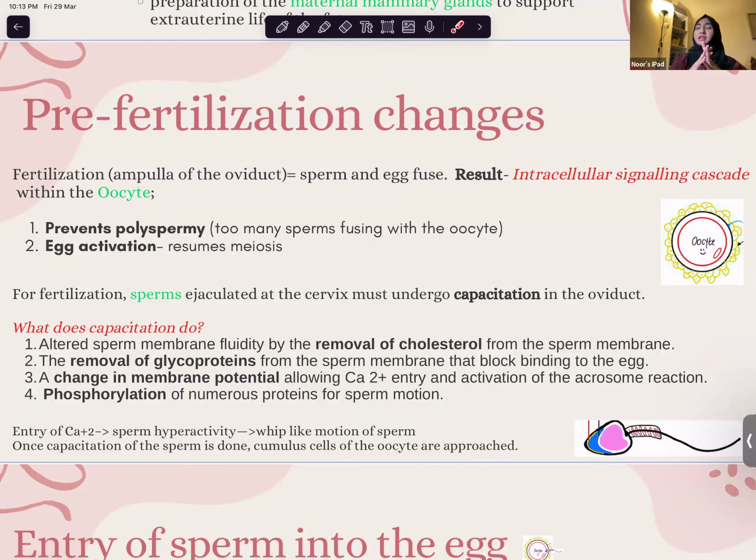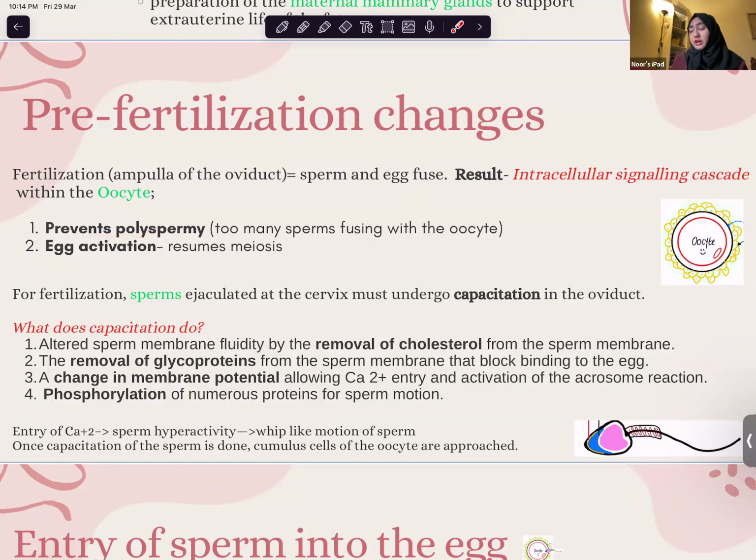What happens when the sperm and egg fuse? The moment they fuse, there is an intracellular signaling cascade within the oocyte. So what is this cascade responsible for? Why do we have this reaction there? Upon fertilization, a cascade is initiated, and there are two actions. One is that it prevents polyspermy.